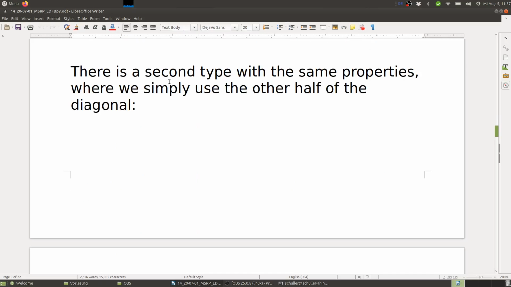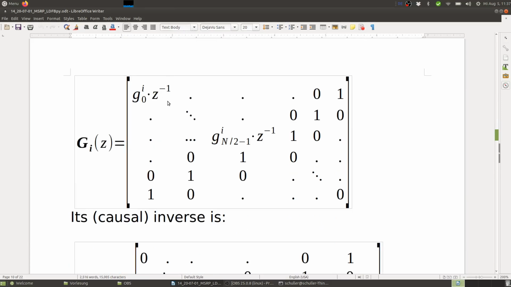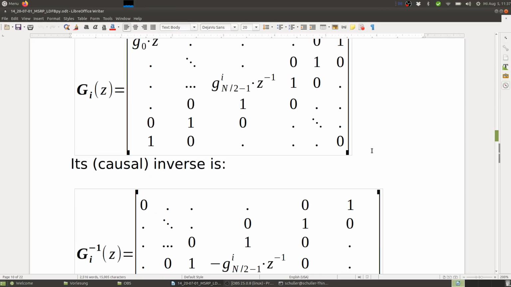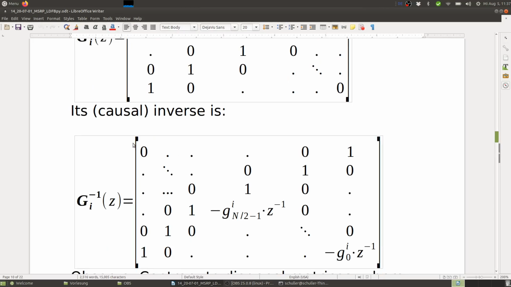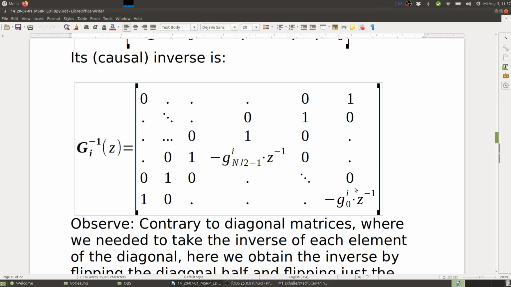There's also a second type with the same properties where we simply use the other half of the diagonal. So actually we have the choice, either use the lower half or the upper half of the diagonal for our coefficients and z to the minus 1. And the causal inverse is obtained in the same way. We just flip the diagonal and change the sign of it. So again, it's causal.